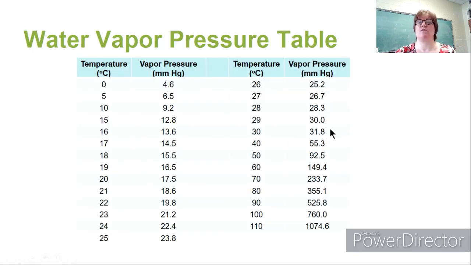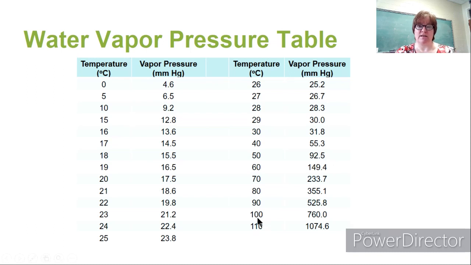So this is what a water vapor pressure table will look like. Note that it has different temperatures. The amount that will evaporate, the partial pressure of water vapor in the space, is going to really depend on temperature. As the temperature goes up, so does the amount of vapor pressure.